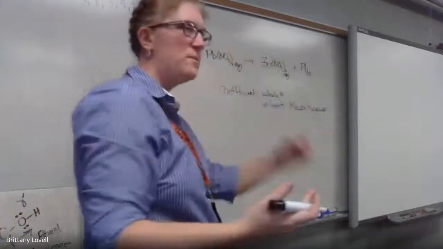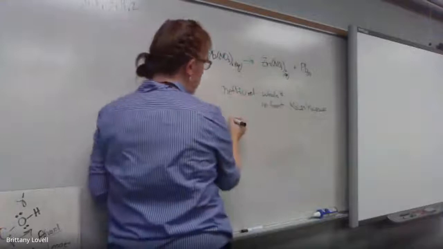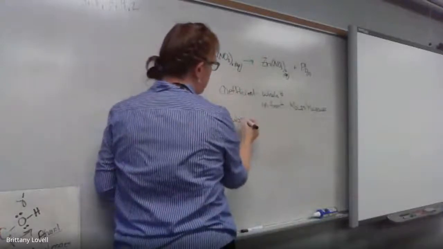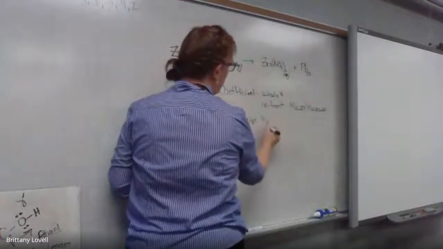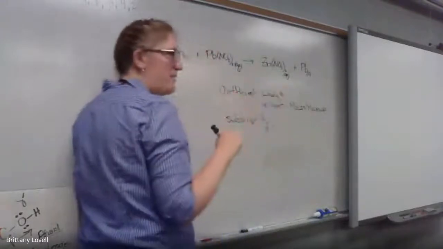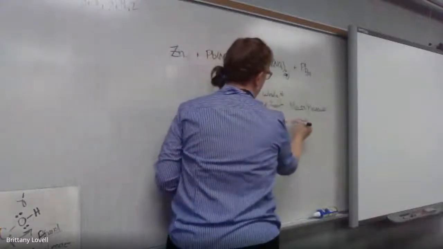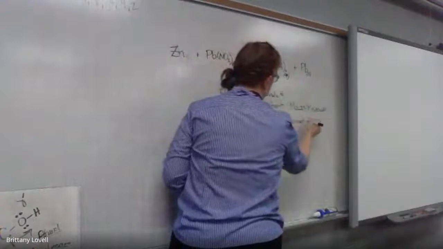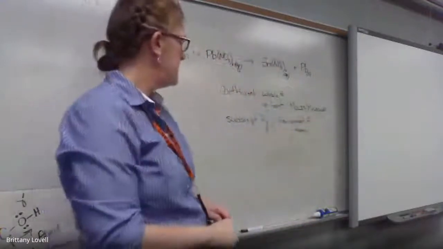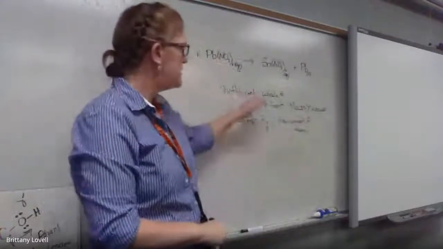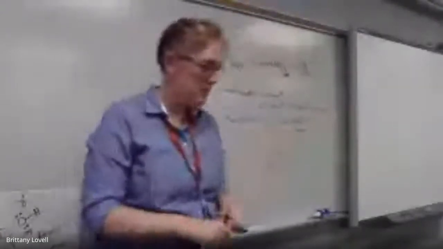Subscripts, on the other hand, are the little numbers that are typically down to the bottom right of a substance. A subscript, for example, would be like the 2 in H2, and it tells you the amount of atoms. So coefficients tell you the relative numbers of moles or molecules present in the equation. Subscripts tell you the amount of atoms.